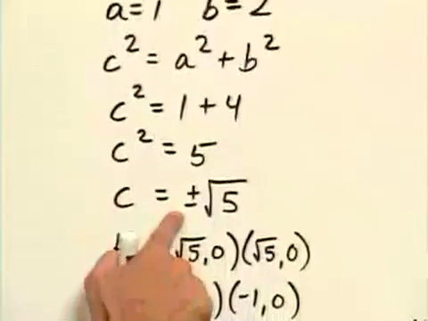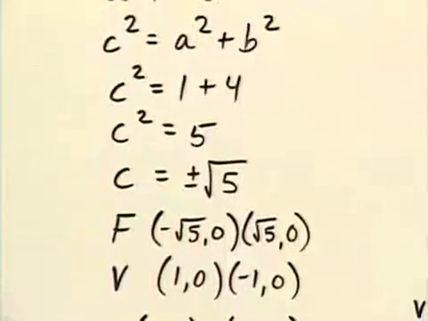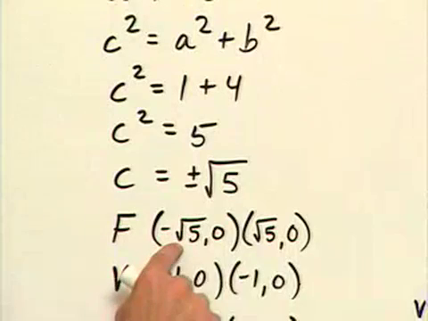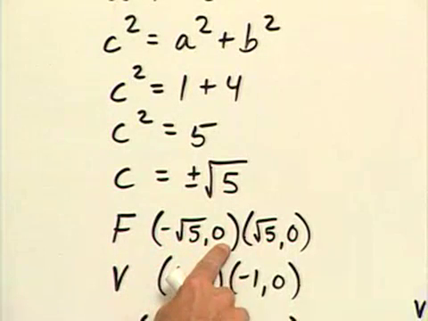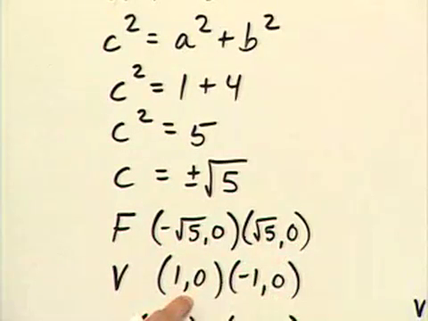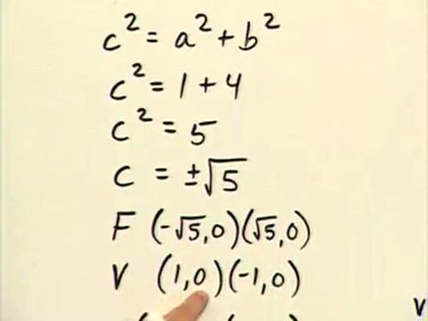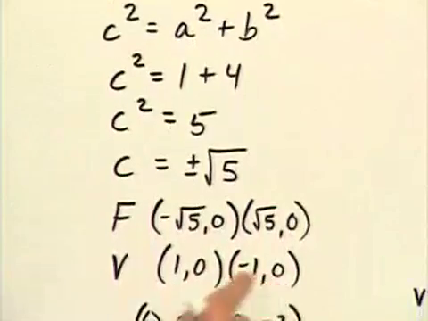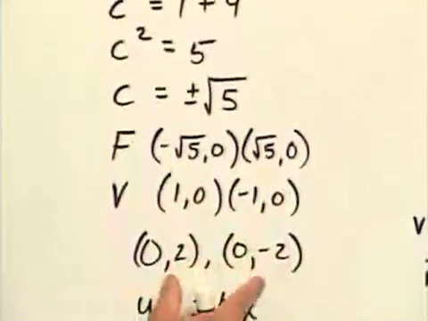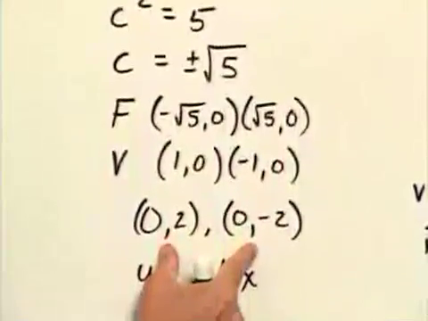Now since the foci lie along the transverse axis like our vertices, we know that our foci will be negative square root of 5, 0, and square root of 5, 0. And also our vertices, which will be a comma 0 and negative a comma 0, we'll get 1, 0 and negative 1, 0. Now these two other points here we get from b.